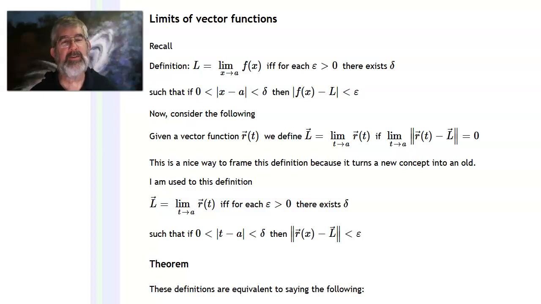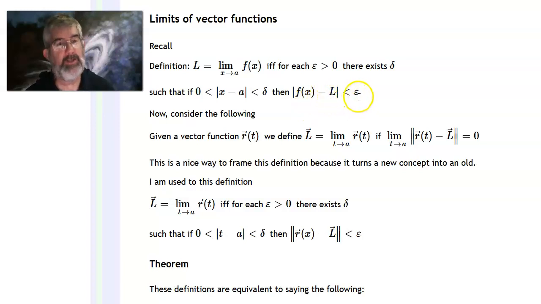And so this is the case here. We have a definition of limit, remember from Calc 1, that given a real valued function f of x, we talk about limits in the following way. L is the limit of f of x as x approaches a if for each epsilon bigger than 0, there exists delta such that if 0 is less than the absolute value of x minus a is less than delta, then the absolute value of f of x minus L is less than epsilon, right? You can make f of x as close to L as you want.